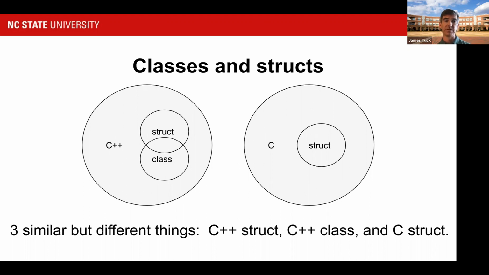In C++, we have classes that we've been talking about. And in C++, you also have structs. And then in C, a different language, there are these things called structs. So there are these three things: C++ classes, C++ structs, and C structs. Now, what are the differences between these things?